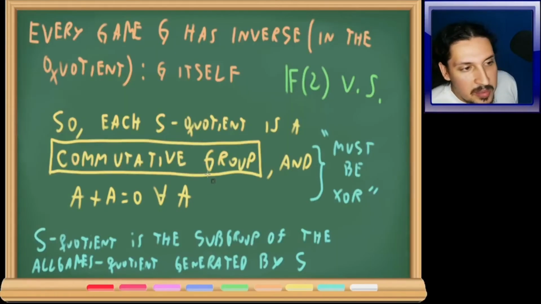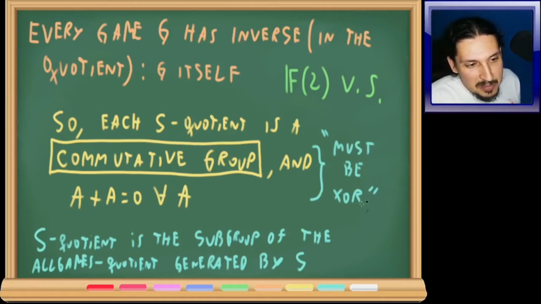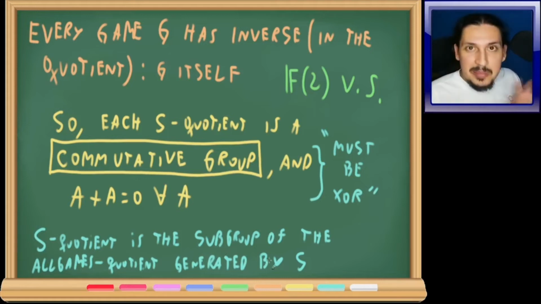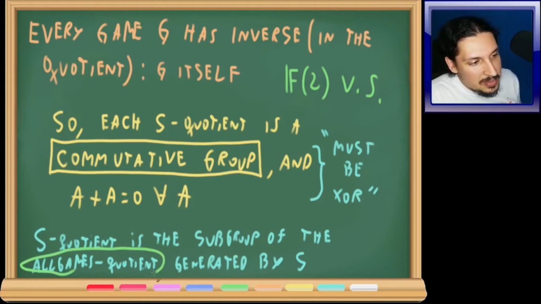So yeah, it's amazing. We still haven't shown where XOR appears, but because of these properties, XOR has to appear. This must be XOR in disguise. Okay. Oh, and another interesting thing: there is the group of all games, which is the quotient generated by the class all games, the all games quotient.